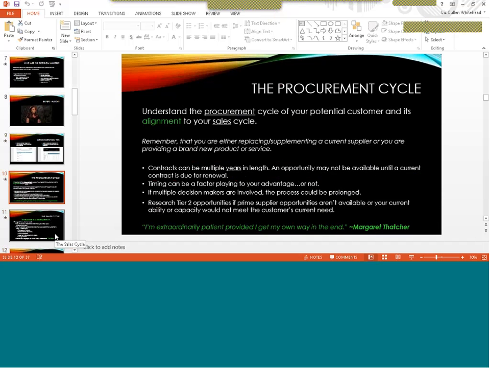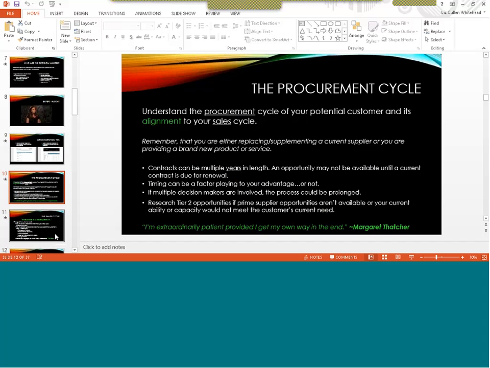So another thing you want to understand, at this point, you've determined that a particular corporation is a good fit for you, and you have a supplier diversity contact, maybe you have some other contacts from the industry. The next thing to understand is the procurement cycle and its alignment to your sales cycle. So we're going to spend a little bit of time on this so you understand how the supplier diversity program works within the existing procurement cycles of the companies.